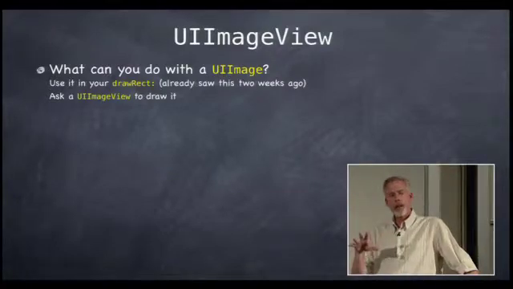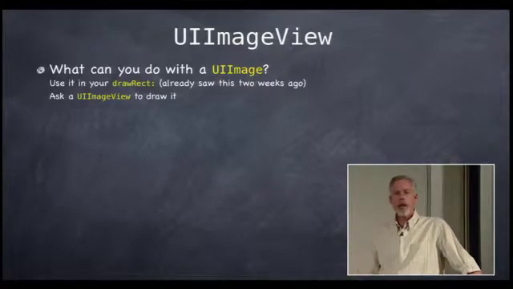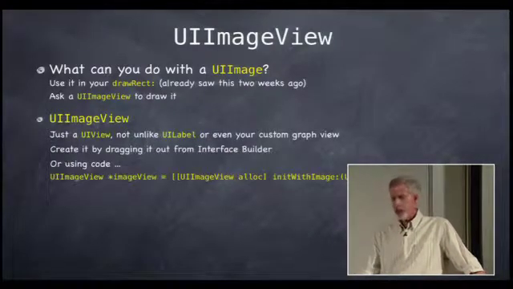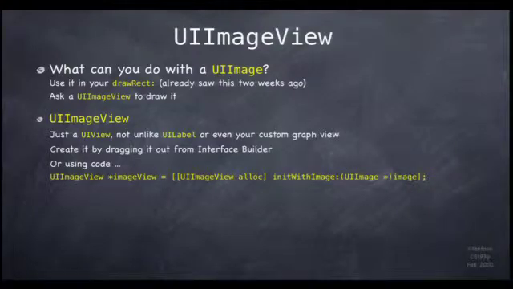But the other way to get it on screen is to ask a UIImageView to draw it. Now, UIImageView is just a UIView. It's just like UILabel or your graph view or any other view. You can drag it out in Interface Builder. You can alloc init with frame it in your code, and you just throw it into a view hierarchy, and it will display an image.